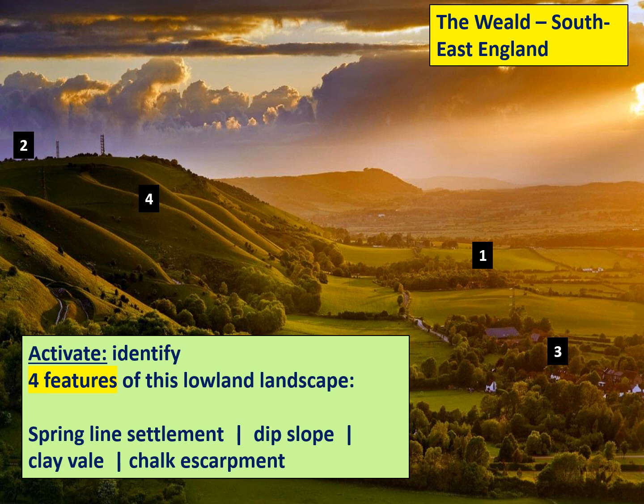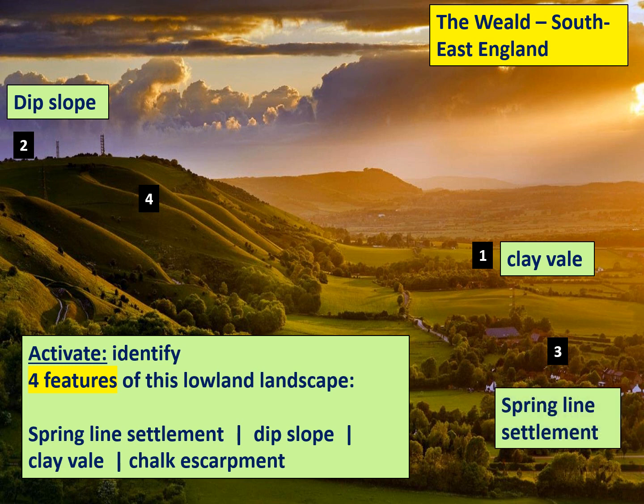So the answers are: 1 was the clay vale, the clay valley. 2 is the dip slope, which is called a dip slope because it's not very steep, it's just a slight dip. 3 was the spring line settlements. Hopefully you should be able to see these houses here. Okay. Then the last one was the chalk escarpment, the scarp slope, the chalk escarpment.